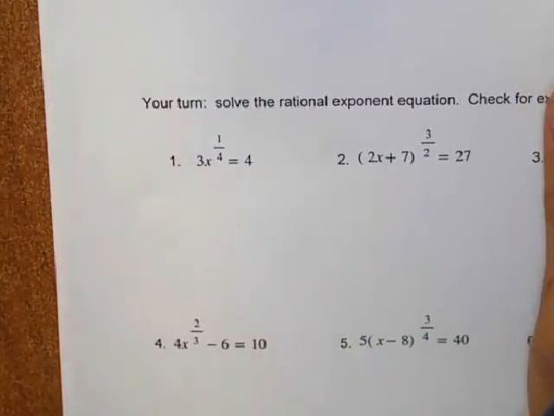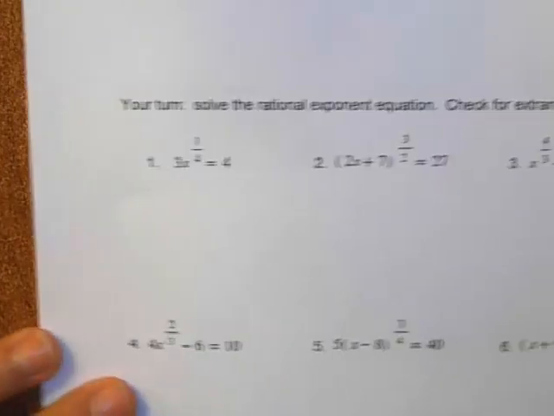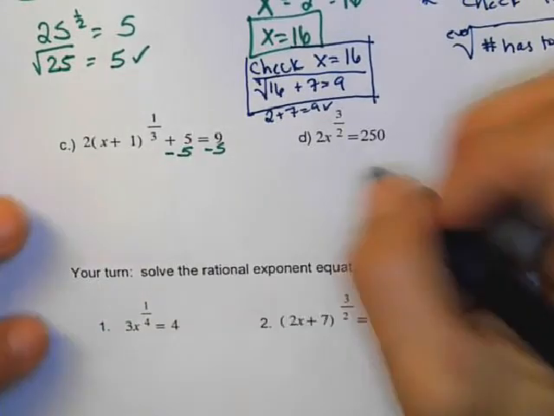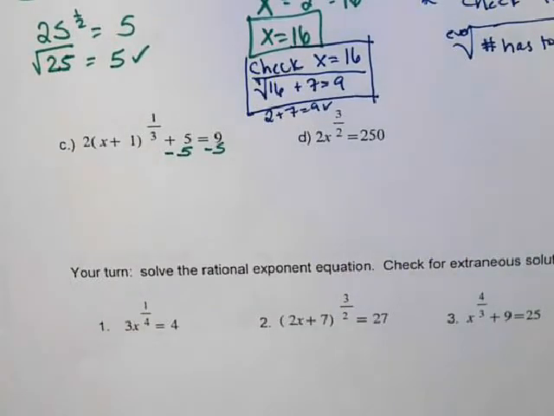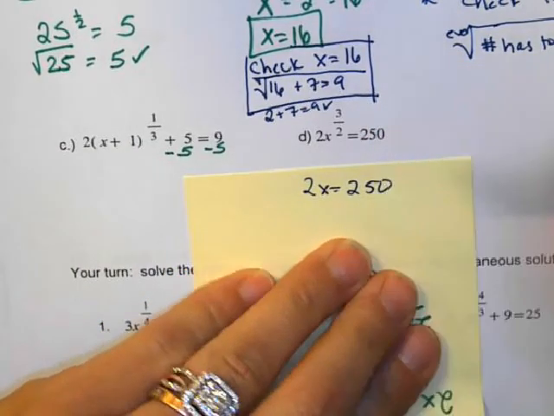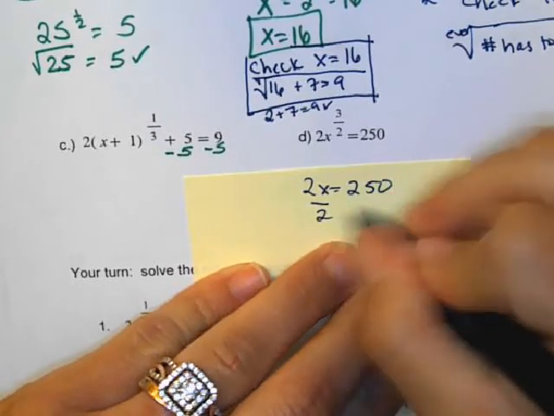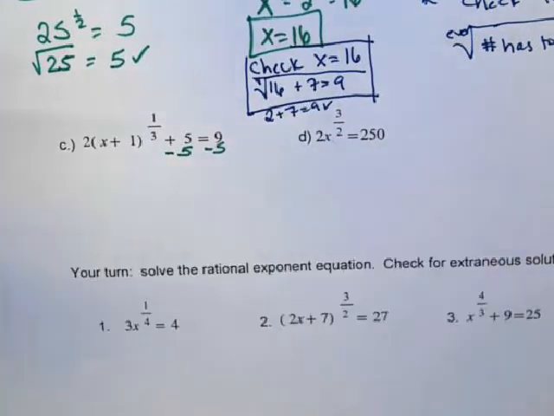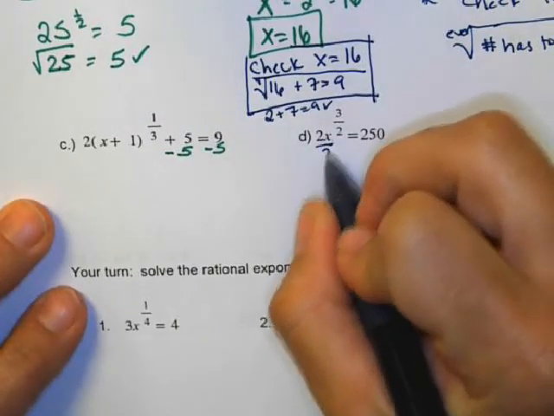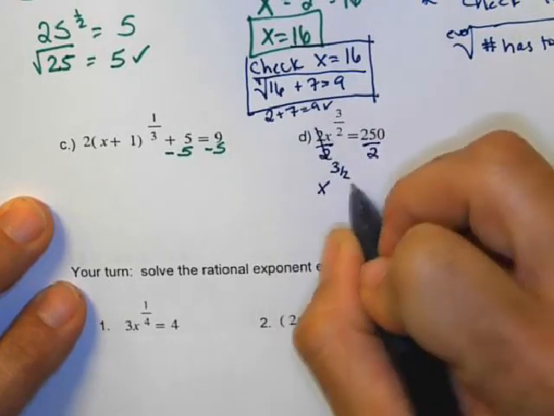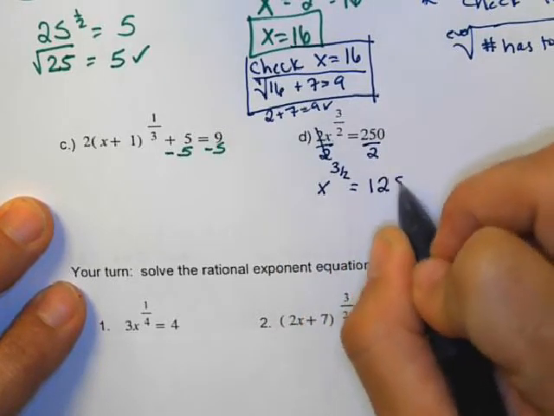Alright, letter D, last one we're doing together. Step number 1 is to isolate the variable. So in letter D, this question has a 2 out front. So this time, it's like if you had 2x equals 250 in your regular algebra. Then we're going to divide by the 2. The difference is this question actually has an exponent, so it's not actually a linear equation. So I'm going to divide by 2, and I get x to the 3/2. 250 divided by 2 would be 125.